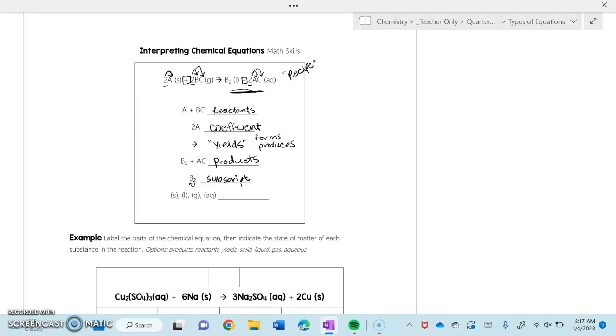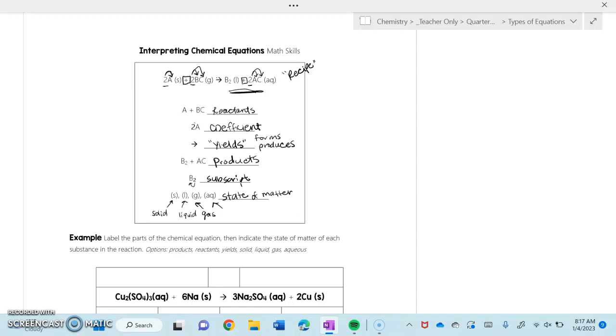And then lastly, in our chemical equations, you will see parentheses with S, L, G, or AQ. These are telling us the state of matter of the substance in the reaction. So are we mixing solid, liquid, or gas versions of that substance? That's what these stand for. So S is solid, L is liquid, G is gas, and then AQ is not the same as liquid, but it does make you think of water, because like aqua, right?